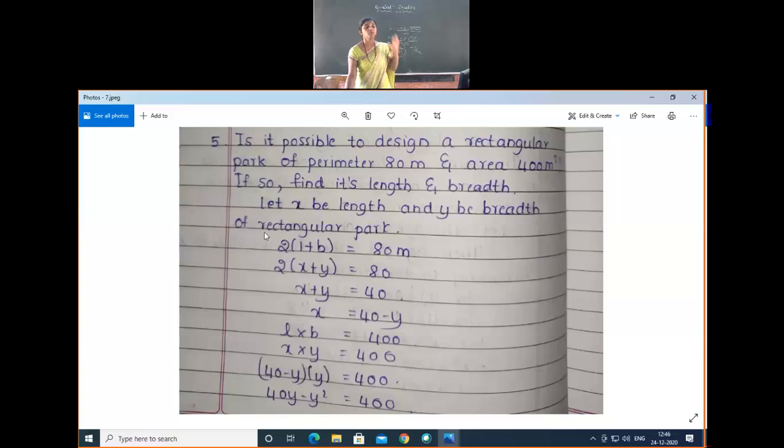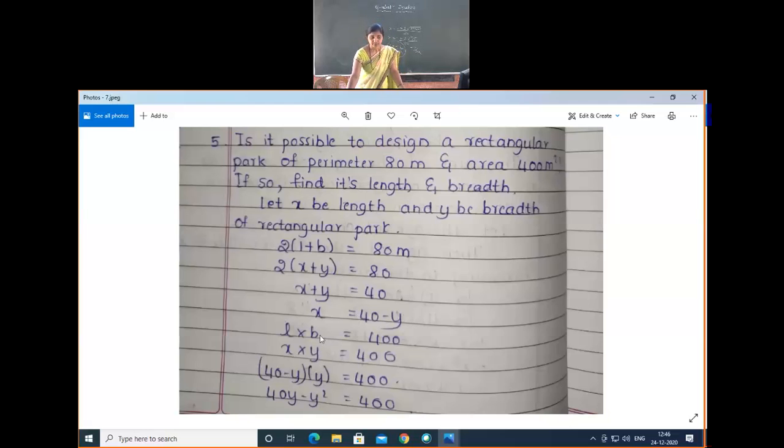Rectangular path. We all know the perimeter formula, 2 into (L plus B). The perimeter of the rectangle is 2 into (L plus B), which is equal to 80. Here we are taking length as x, breadth as y, that is 2 into (x plus y) is equal to 80. Then x plus y is equal to 80 divided by 2 is 40. Then x is equal to 40 minus y. We are converting this x plus y is equal to 40 in the form of x is equal to 40 minus y. Got the idea of this one?